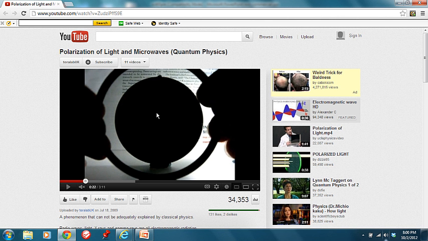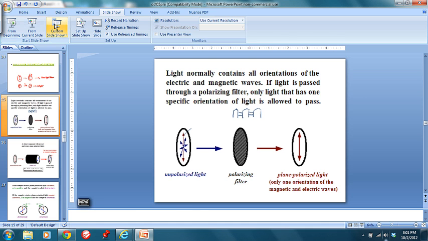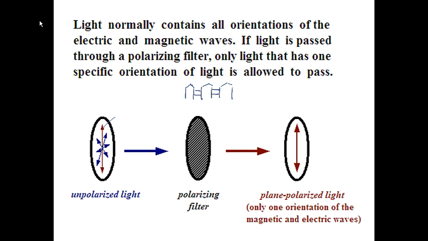Okay, and so that's what plane polarized light is. It's light that is passing through a plane polarized filter, and therefore the orientations of the electric and magnetic field vectors are all one way. It's all one orientation. Okay. So that's what we use to interrogate enantiomeric molecules. And the person that came up with this was Louis Pasteur.